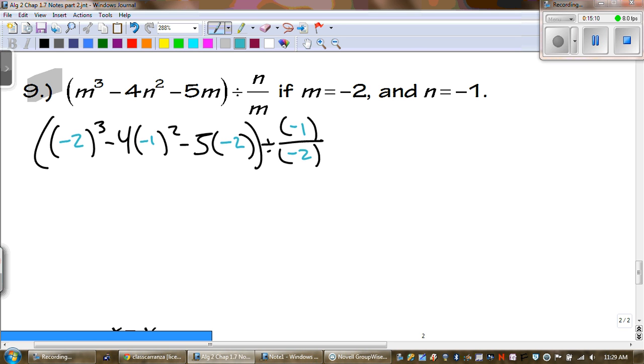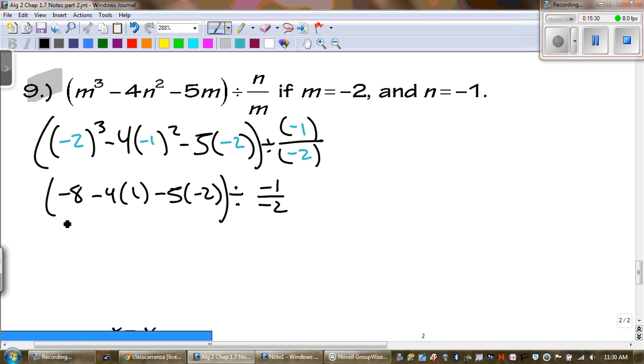Okay, so inside of the parentheses, I'm going to do exponents first. -2 to the third power is -8. -1 squared is 1. Okay, so now inside, let's multiply. We get -8 minus 4, and -5 times -2 is +10. And now on the outside, we have a -1 over a -2, which is actually +1/2.